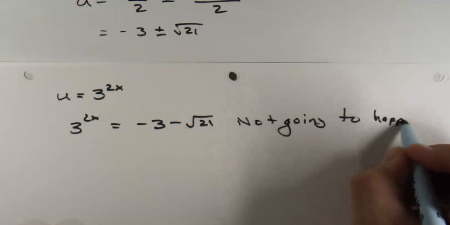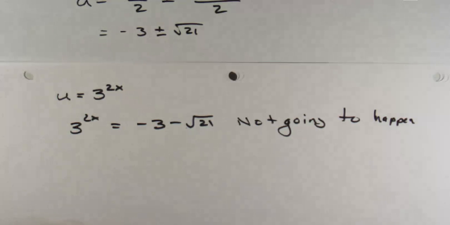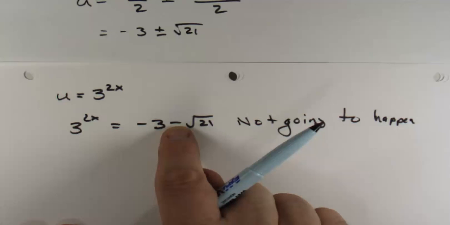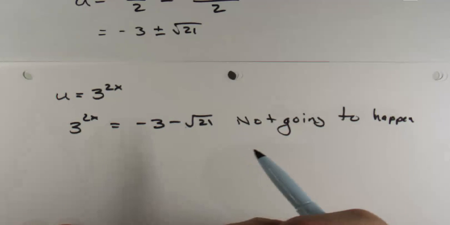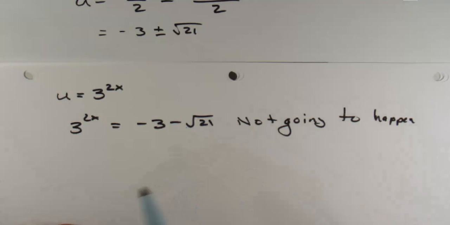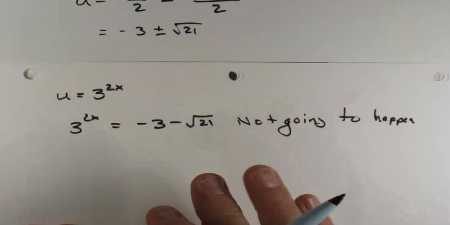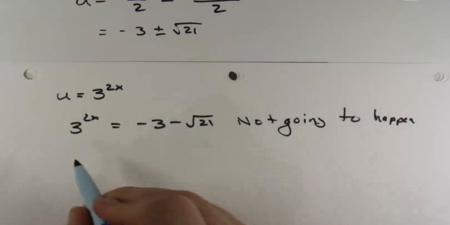Why? I have an exponential equation. 3 to the 2x is an increasing function. Its range is numbers bigger than 0. This is smaller than 0. It's not reflected. So notice, even though the quadratic equation said you have 2, the discriminant said we have 2, because I'm dealing with an exponential, all bets are off. I have to stop and I have to think about the situation.